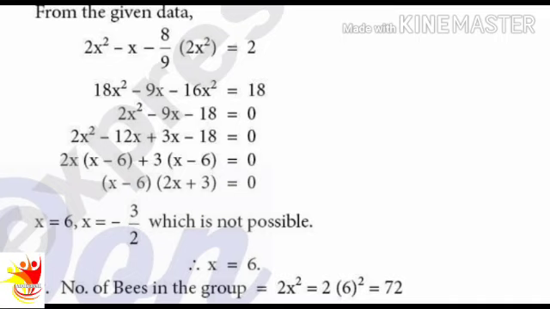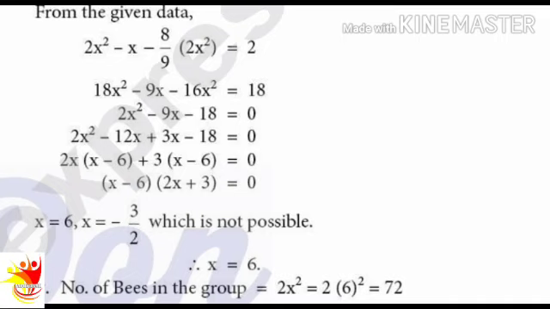Therefore, we split the value of minus 9 as minus 12x plus 3x. So 2x square minus 12x plus 3x minus 18 equals 0. We have 4 terms. Split the first two terms and the last two terms. We take x common from the first two, and 3 common from the second. Therefore 2x into (x minus 6) plus 3 into (x minus 6) equals 0. Both have x minus 6 common. Therefore (x minus 6) into (2x plus 3) equals 0. We get x equal to 6 and x equal to minus 3 by 2.